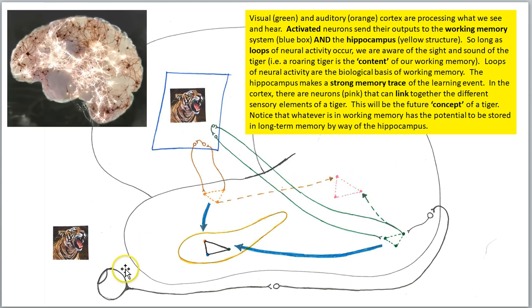So in this situation of observing some object in the world, we are using our short-term memory system because that object will be the contents of our working memory, but we also have the capacity to make a long-term memory of that observation. So whatever is in our working memory has the potential to be stored as a long-term memory by way of the hippocampal system.